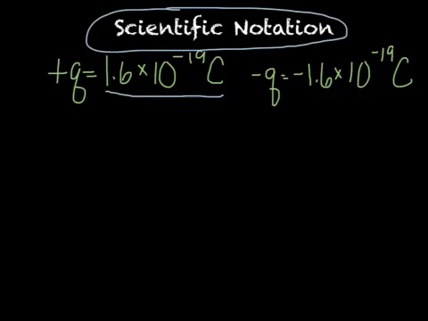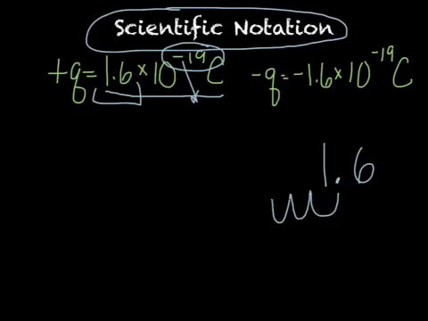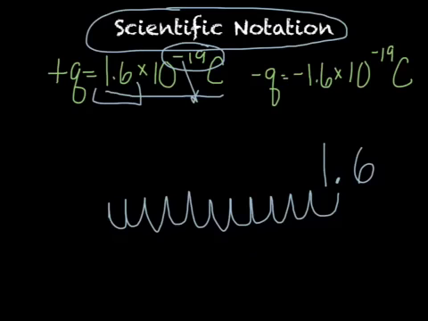We write this number right here, 1.6. I'm going to write it over here because I need the space. Then this negative 19 tells me that I need to move my decimal place 19 times. Because it's negative, I need to move it so that I'll end up with a smaller number. So I'm going to go 1, 2, 3, 4, 5, 6, 7, 8, 9, 10, 11, 12, 13, 14, 15, 16, 17, 18, 19.